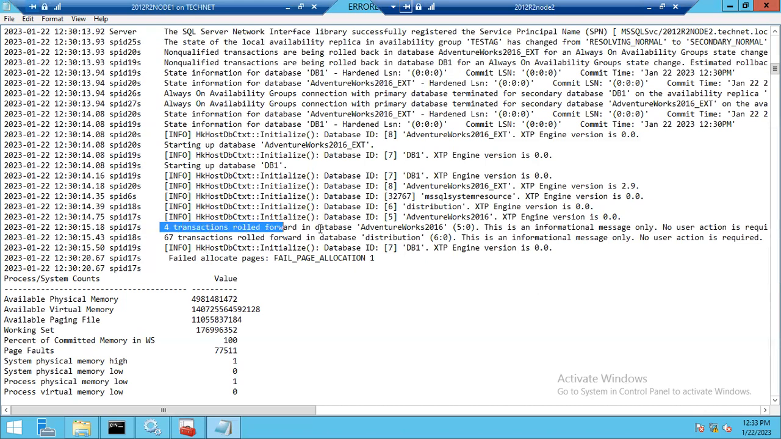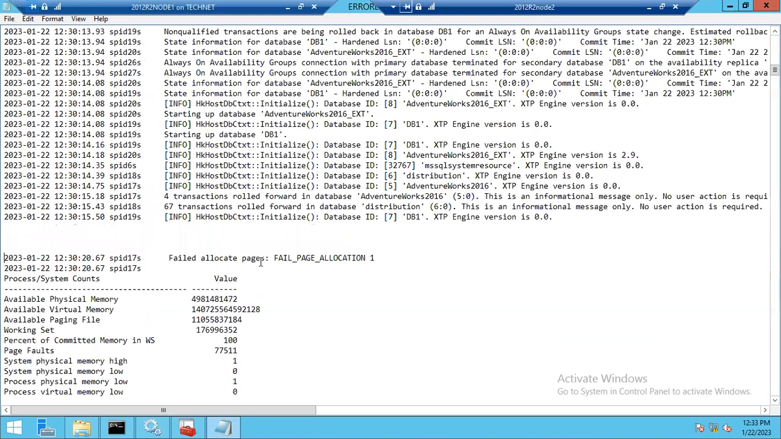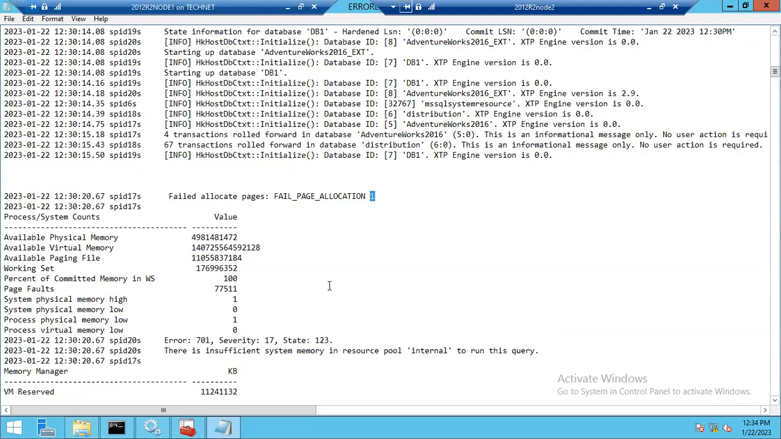And transactions are rolled forward in the database. Okay, and distributed whatever database it is. Fail to allocate. Okay, so failed page allocation is 1. What does it mean? Failed page allocation means it is trying to allocate one page per startup and it failed to allocate, right?